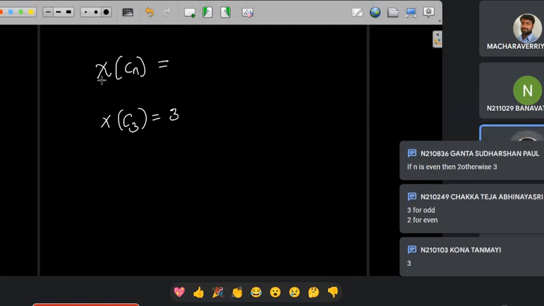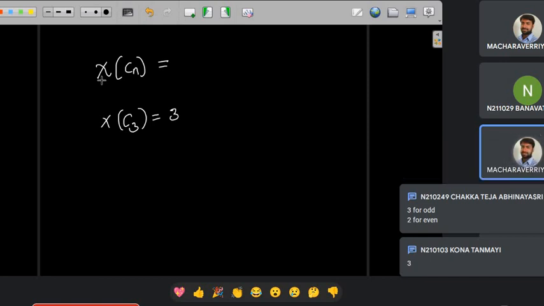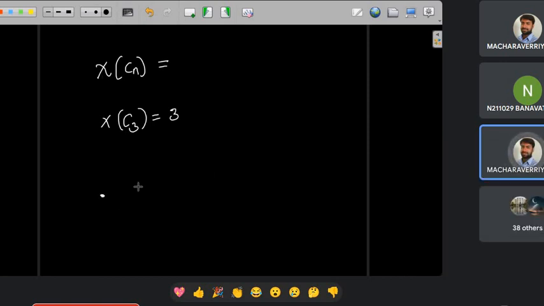Yes. Now it depends on whether n is even or odd. For example, if you take C3, definitely you require 3 colors. Whereas if you take C4, now I hope 2 colors are enough for C4. What you can do is you can assign red color here. So the red here and the red here, and we can assign green. That's it. So 2 colors are enough for C4.